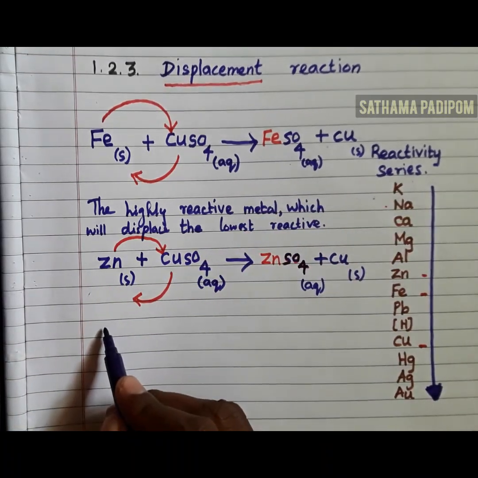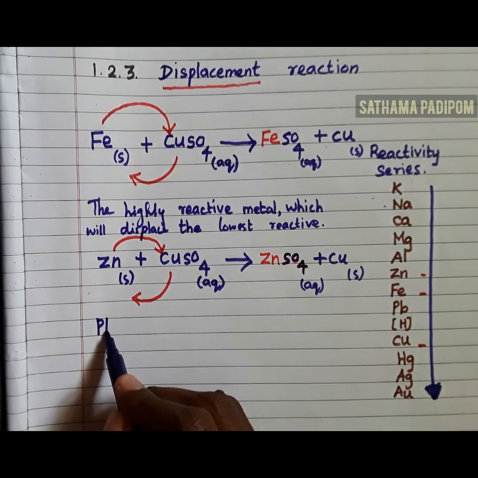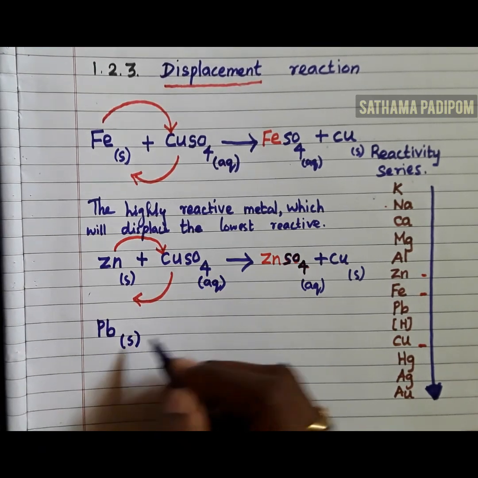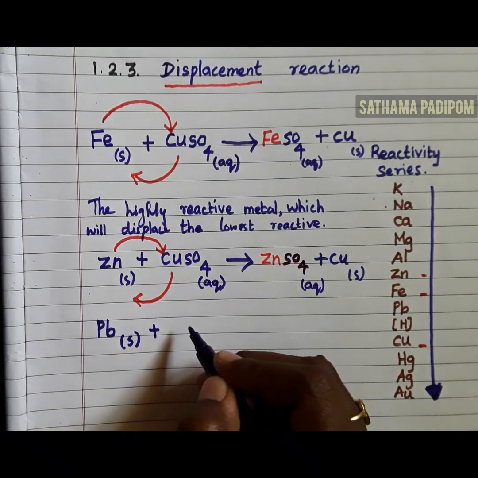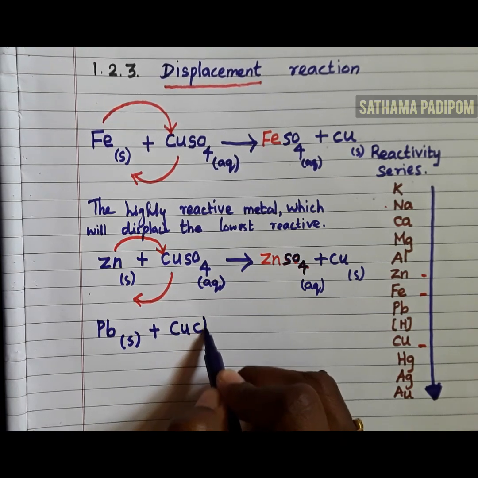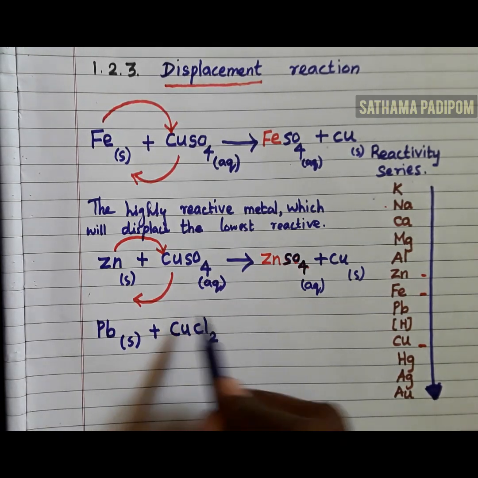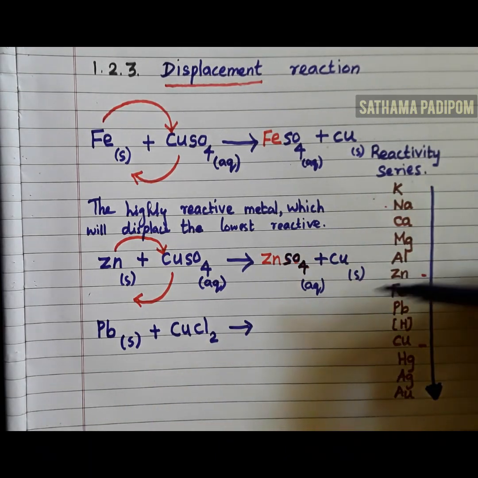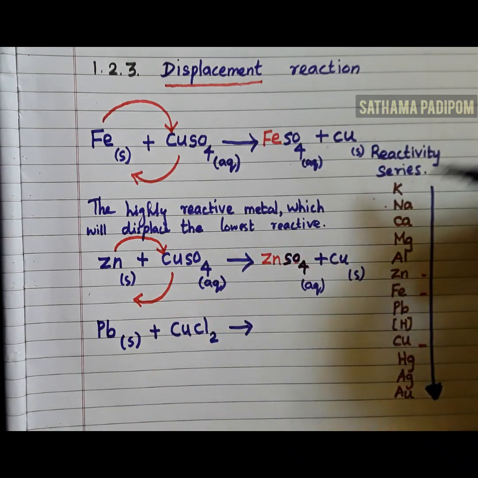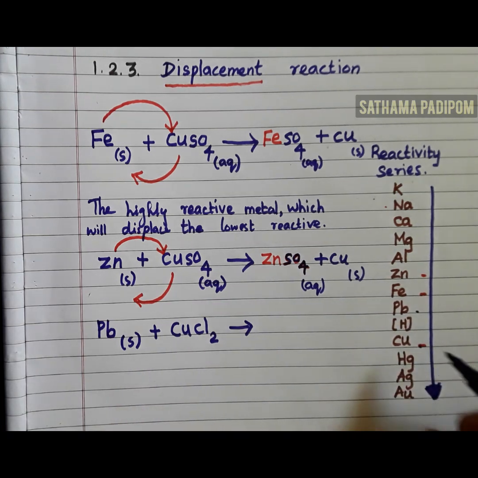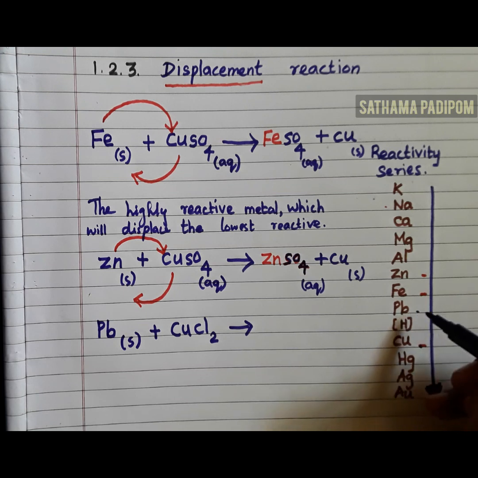Okay, so next, lead. What is the symbol for lead? Pb. That means plumbum. Pb. Yes. Lead reacts with copper chloride. What is the symbol for copper chloride? CuCl2. You should know to write the chemical formula also. CuCl2. So look at the series now. How does the displacement reaction take place? Lead. Where is the lead? Here. Okay, lead. And copper here. So when compared to the copper, lead is the most reactive metal, so which will displace the copper easily.